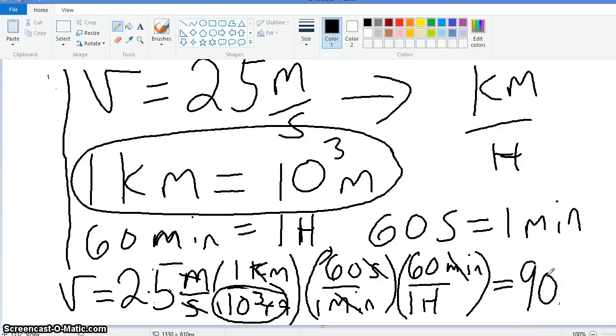And let's see what units are left. Kilometers per hour. All right, and so there's a conversion problem.